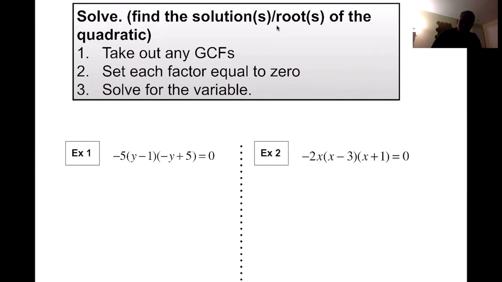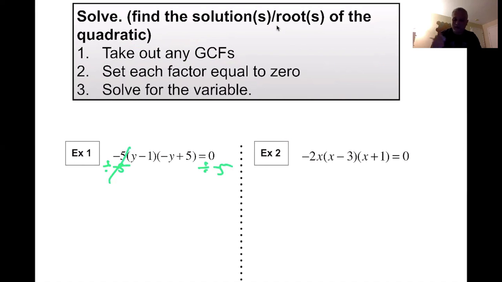So here we go. This one has already been factored out. They factored out a -5, and then they've got these two factors here. When they say take out any GCFs, they've already done it. They took out a -5. Second thing, set each factor equal to 0. Well, -5 can't equal 0, so what we would do is just divide both sides by -5.